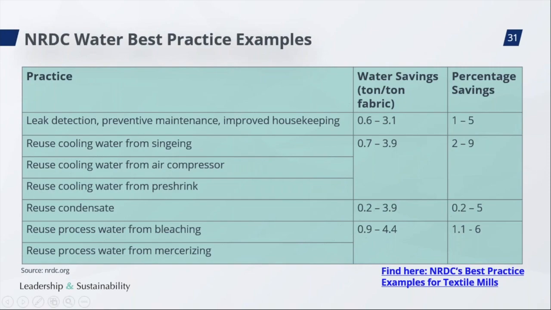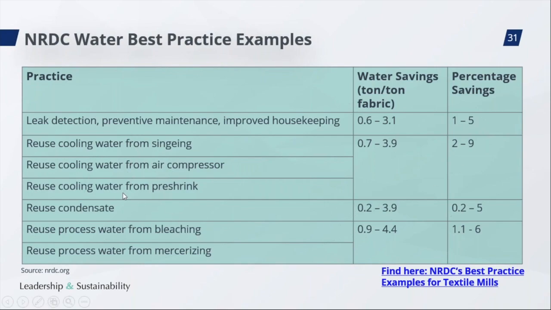So just to pick a few of those examples that you see listed here: leak detection, preventative maintenance, improved housekeeping. Although individual leaks may not seem important in the overall consumption picture, they can be responsible for a surprisingly significant loss of resources over the course of a year. And you see here the example of being able to save 0.6 to 3.1 tons of water per ton of fabric, which would mean 1 to 5% of savings in total.